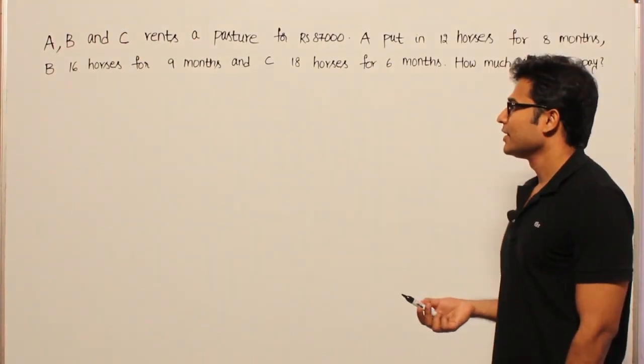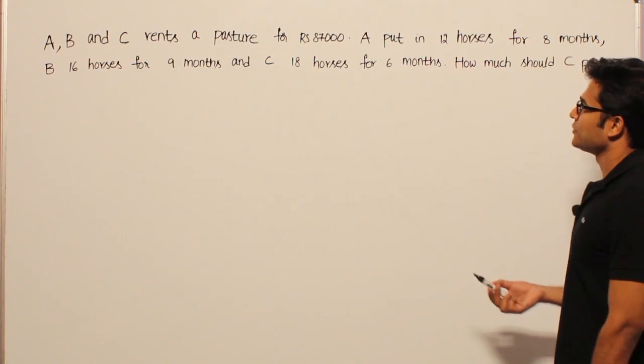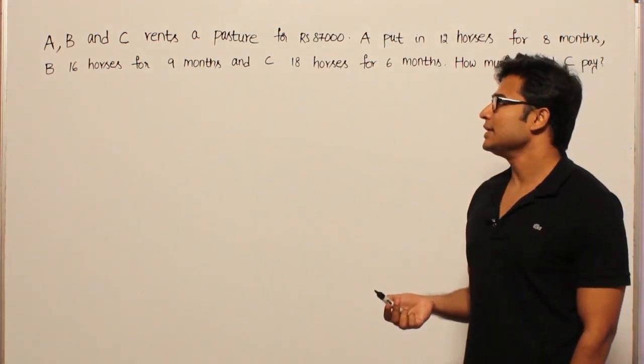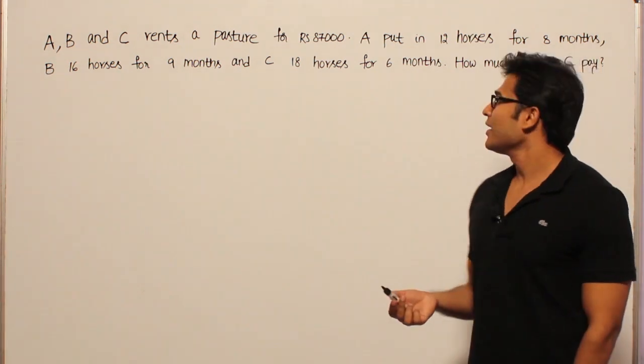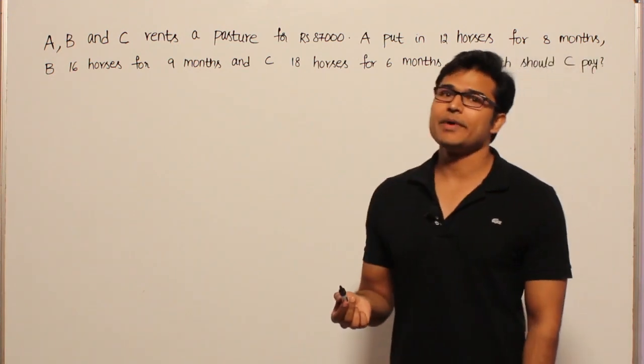Now let's see this question. A, B and C rent a pasture for 87,000. A puts in 12 horses for 8 months, B 16 horses for 9 months and C 18 horses for 6 months. How much should C pay?